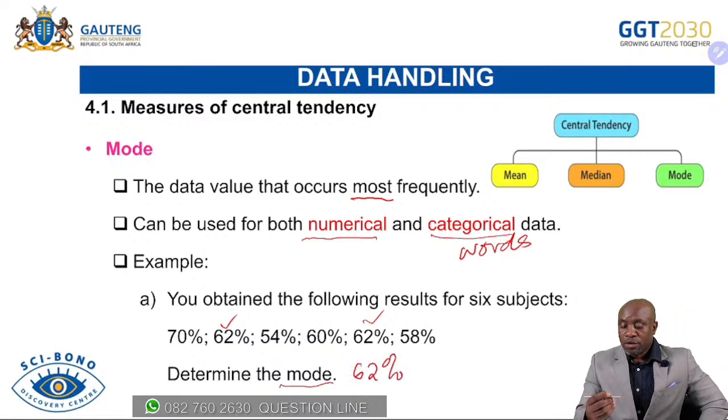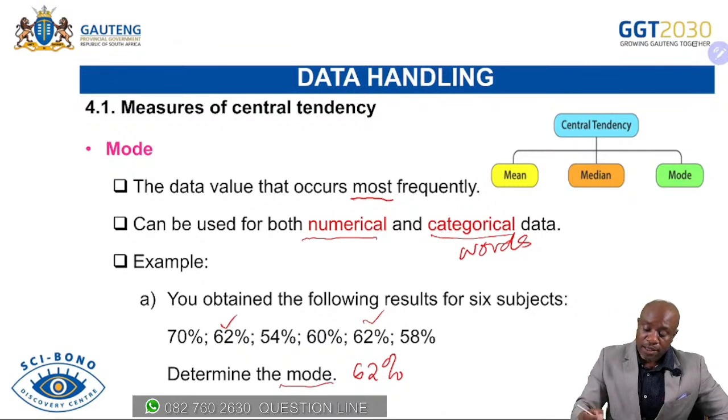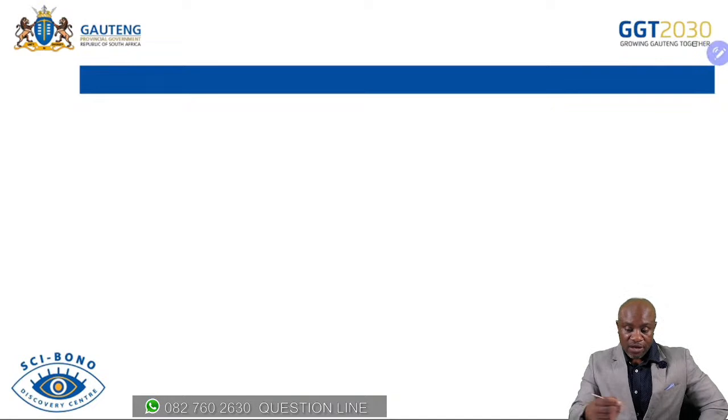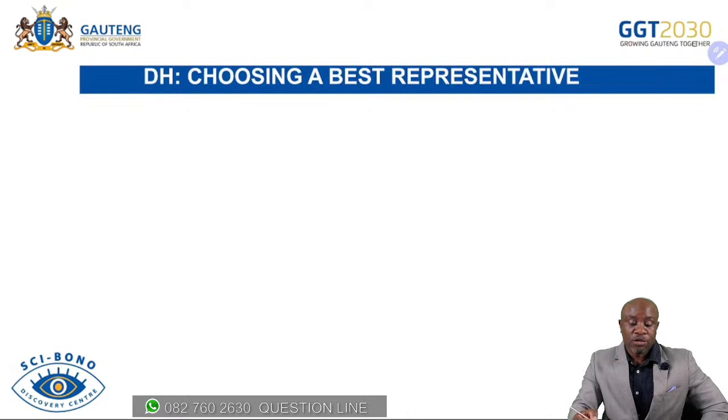Now, you can have more than one mode or no mode at all. I want to caution you on that. You can have no mode or you can have more than one. That data will have a lot of values that are repeated the same number of times, or all the numbers are only repeated once and therefore there is no mode. So we don't force that to happen.